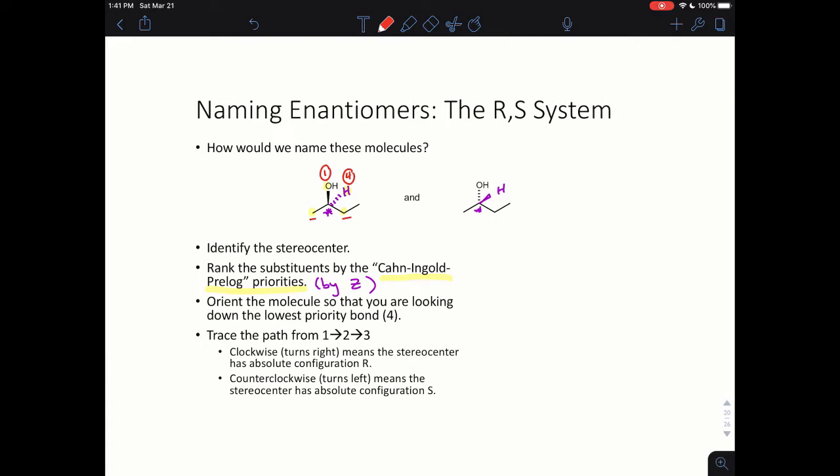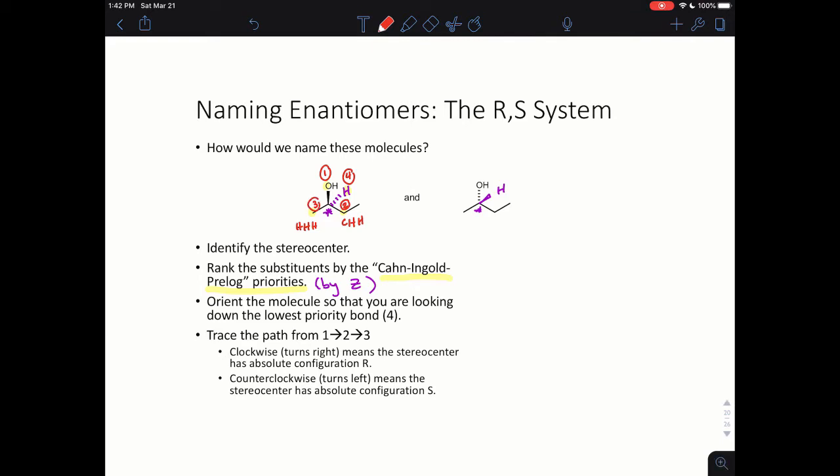Now, for those 2 carbons, you look at what's bonded to them. The methyl carbon, this carbon, is bonded to H, H, H. So I'm going to write that out. H, H, H. And then this carbon is bonded to C, H, H. So we'll write that out as well, C, H, H. And this carbon is bonded to something with higher priority, so it wins. So this carbon will be priority 2, and this will be priority 3.